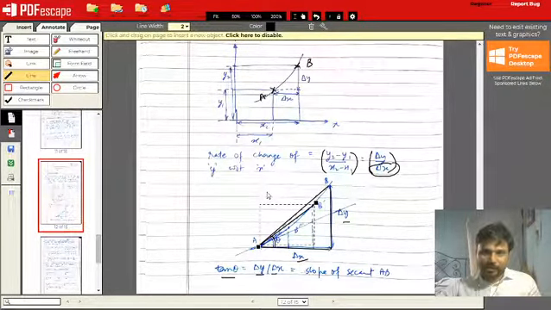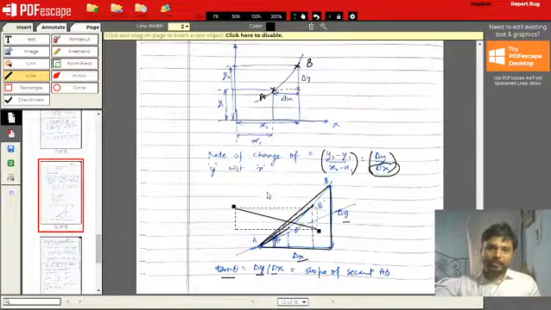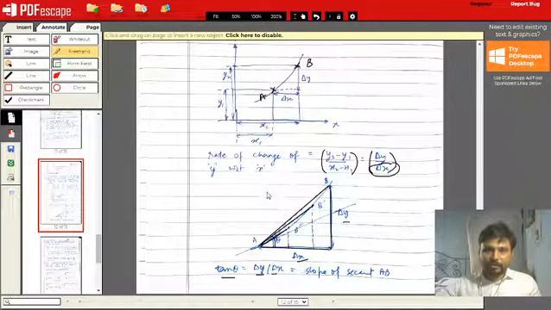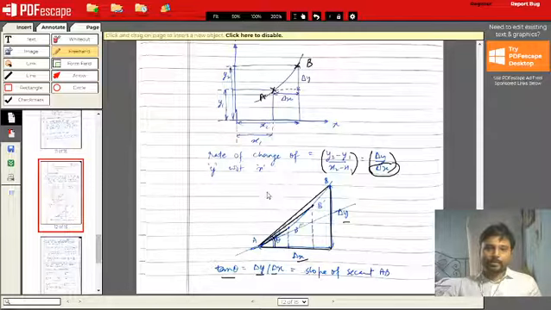It will change again somewhere like this. So it is changing. The straight line is changing from AB to AB dash and AB double dash. So as B is brought closer and closer to A, this angle is changing. So our idea is to judge the rate of change of y with respect to x, right?